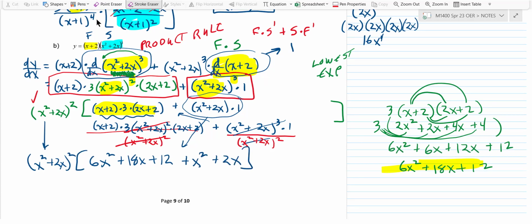Like that, and then you've got some like terms to put together, and then you're finally done with the algebra on the problem. So this comes down, you get x squared plus 2x to the second, and then this stuff right here, when you put that together, you're going to have 6 plus 1 is 7x to the second, 18 plus 12 is 30x, and then plus 12.